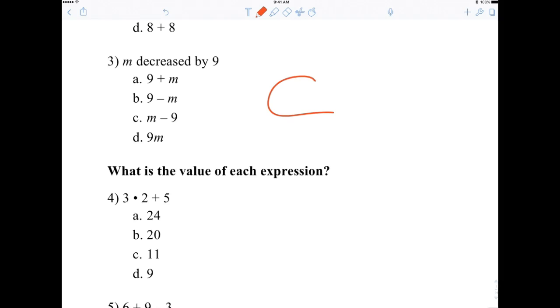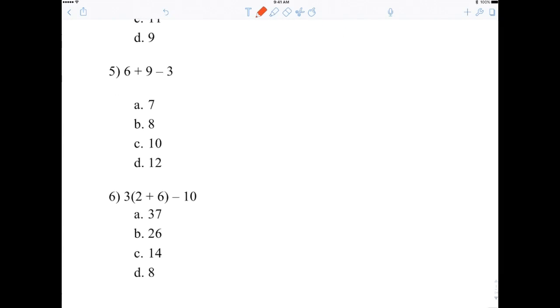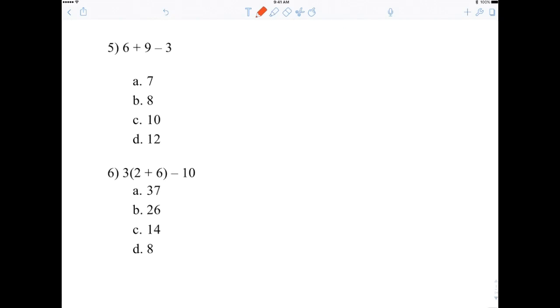Now we're doing some order of operations. We're on question number 5. This should be straightforward. D. 6 plus 9 is 15. Minus 3 is 12. D. Give yourself a check. Now your objective is to try to say the answer before I say the answer, so you see if you know what you're doing or not. Is everybody good with that?